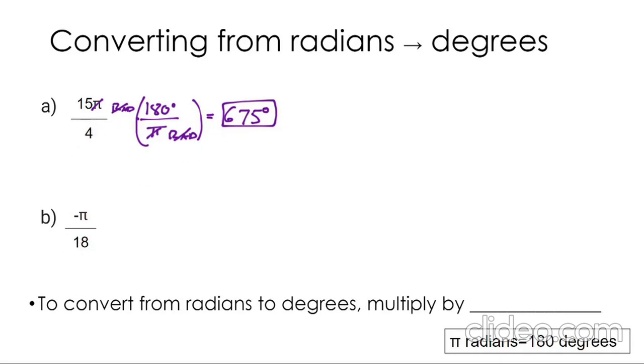So we can do our second example. If you want, you may want to pause the video and see if you can do it on your own. But basically, we're going to do the same thing. I'm going to multiply by 180 degrees over pi radians.